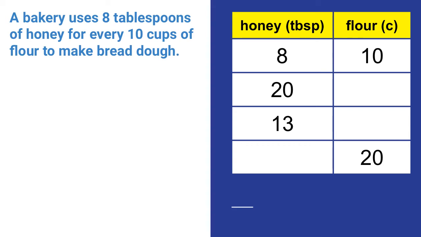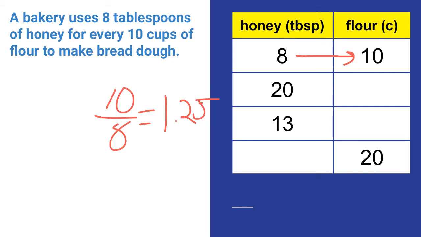So we have a bakery that uses 8 tablespoons of honey for every 10 cups of flour to make bread dough. Let's find the constant of proportionality to figure out how to go from one to the other. So if I go from here to here, I would take 10 divided by 8, which works out to 1.25. I can apply that to all the rest here, times 1.25, times 1.25. That would give us 25.